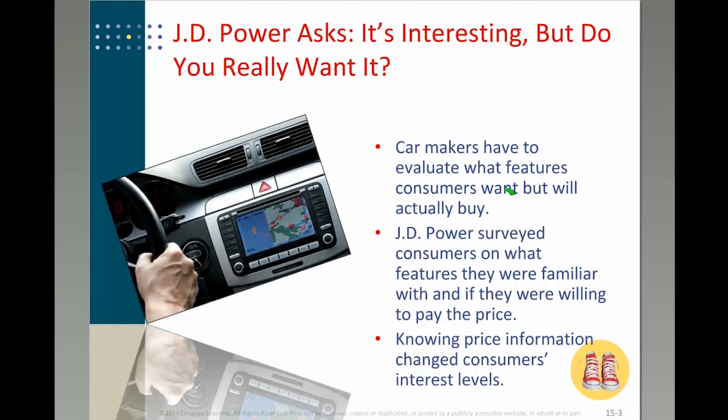Right? So in the past, J.D. Power, a company, surveyed customers, and they did two surveys. In the first survey, they asked customers what features they would like to have on their car, and they asked consumers to rank order the features from the one that they want the most to the one they want the least. And then in their second survey, they provided the price for each feature and asked consumers to rank again.